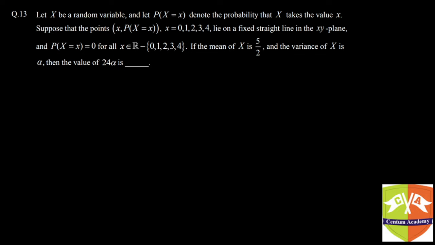Alright, next question is of probability, and the language is slightly complicated. Let us read each and every word slowly, carefully. They are saying that let x be a random variable and let P(X = x) denote the probability that X takes the value x. Alright, we have seen this notation. This is a fairly common notation.